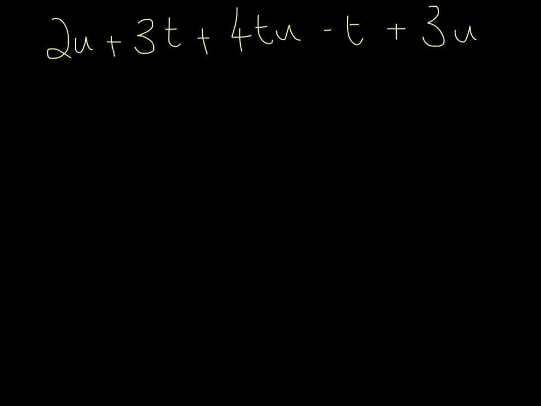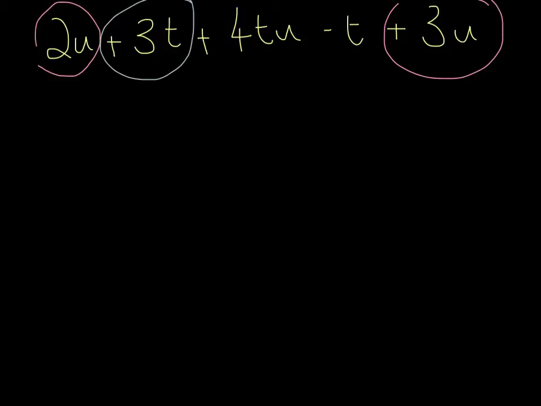Here's a tougher expression for you to figure out. I've got 2u plus 3t plus 4tu minus t plus 3u. As always, our first step is to identify our like expressions. So here we go. We've got 2u, and let's look for any other u. There's one at the end, a positive 3u. We've got positive 3t. Does it have a like expression anywhere? Yes, it's got negative t.